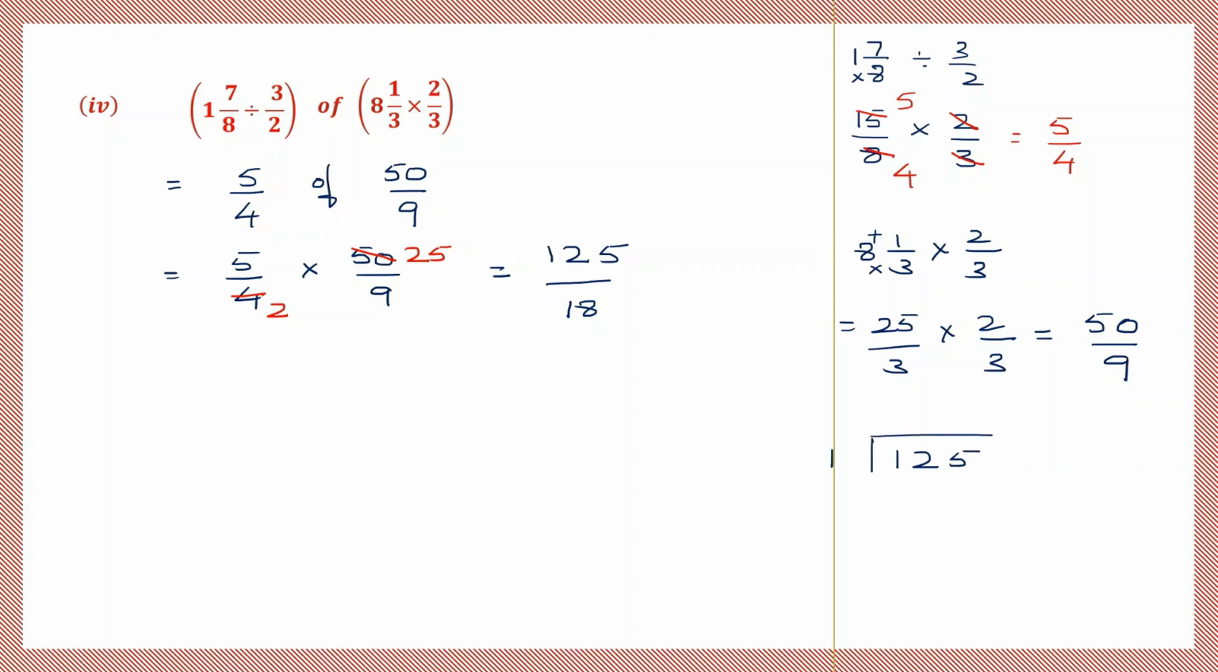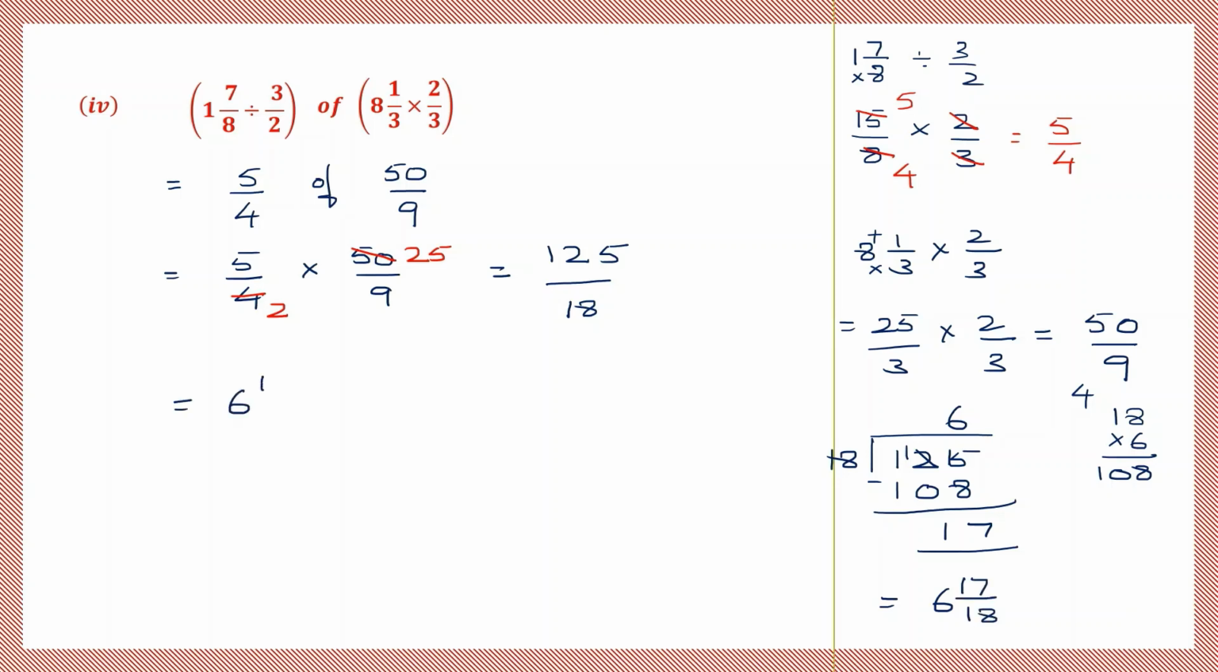Divide 125 by 18. So let's try 18 into 6. 6 8s are 48, carry 4. 6 1s are 6 plus 4 is 10, 108. So 18 into 6 is 108. Now let's borrow. 15 minus 8 is 7 and 1 we have here. So what do we have? We have 6 and 17 by 18. So the answer to this question is 6 and 17 by 18. This is our final answer.